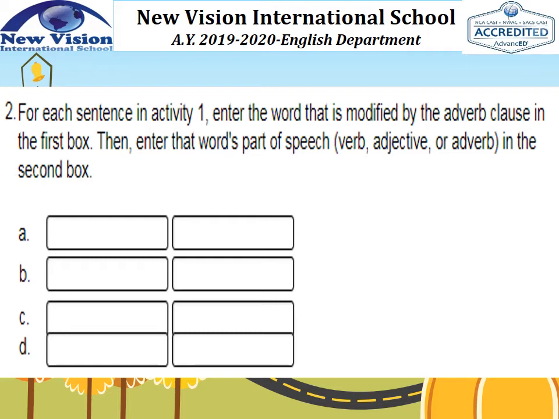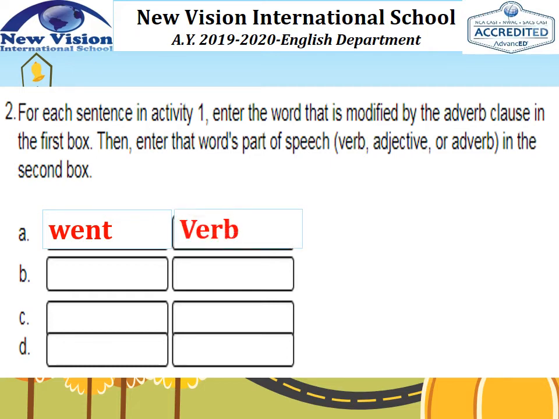As a continuation, for each sentence in activity 1, write the word that is modified by the adverb clause in the first box. Then in the second box, write the word's part of speech, whether verb, adjective, or adverb. So in the first sentence, we have, after the conference ended, the scientists went home. We have our adverb clause, after the conference ended. So where is our word that is being modified? We have went. What part of speech? Great, it's a verb or an action word.